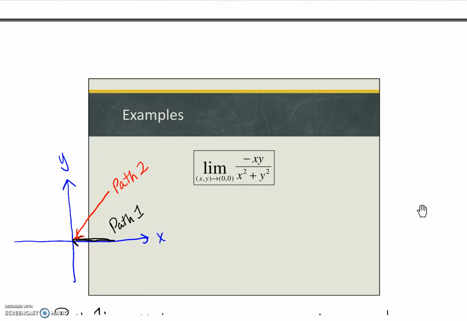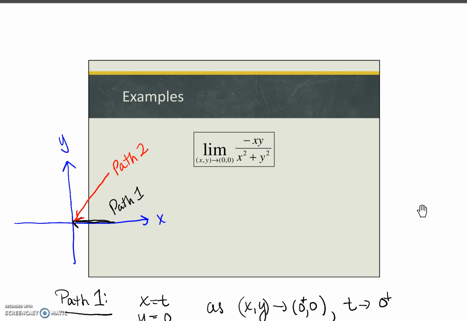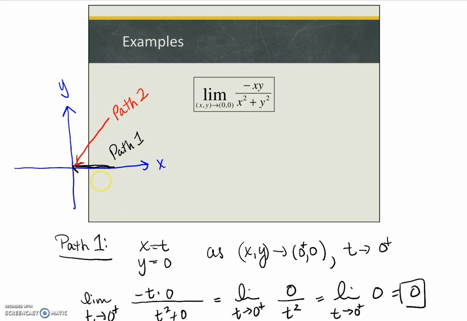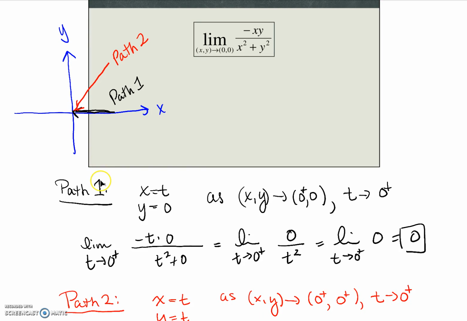And we're going to try a couple of paths, and in this particular case, we're going to see that the limit does not exist. So we're going to try two paths. We're going to come along the positive x-axis as our first path, and then along the line y equals x as our second path. Okay, so along the x-axis, we're going to allow x to be t, our parameter, and y to be 0.